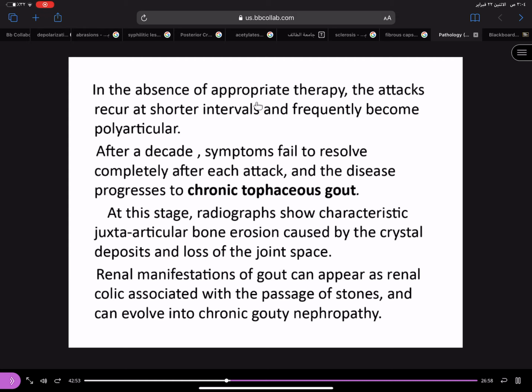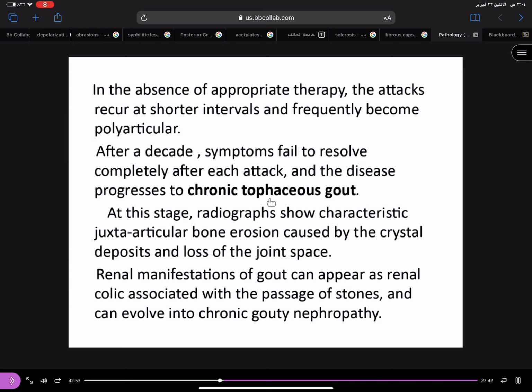In the absence of therapy, it can become polyarticular, meaning many joints can be involved. If you do not treat this patient, many joints will be involved. And after a decade or many years, gradually, even in between the attacks, the person still feels pain. Then the disease progresses to chronic tophaceous gout. As the name says, chronic, it becomes long duration. Tophaceous, what is tophaceous? The crystals are so many that they start to deposit under the skin.